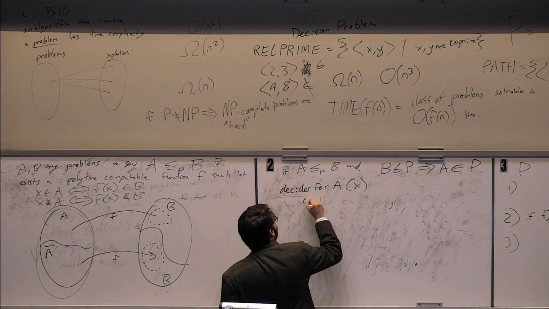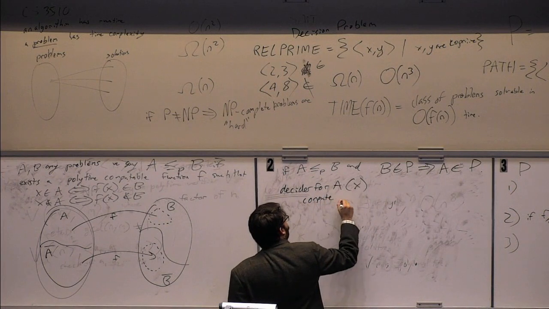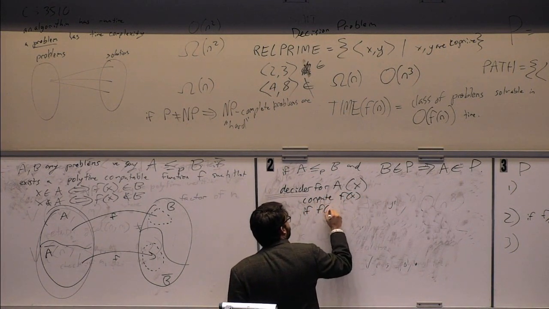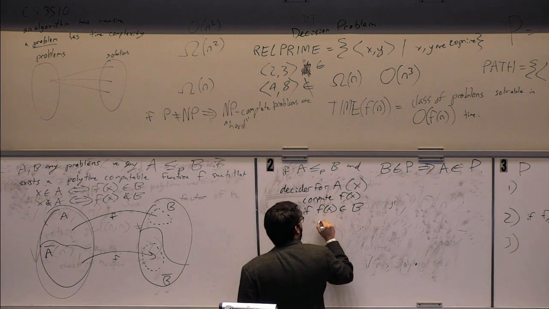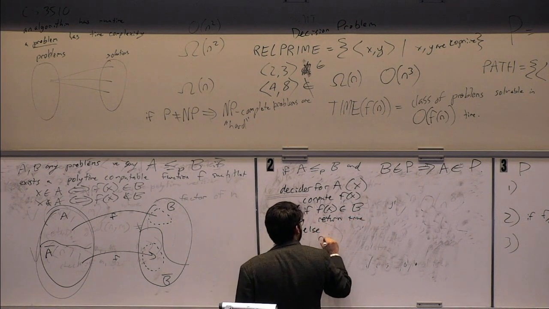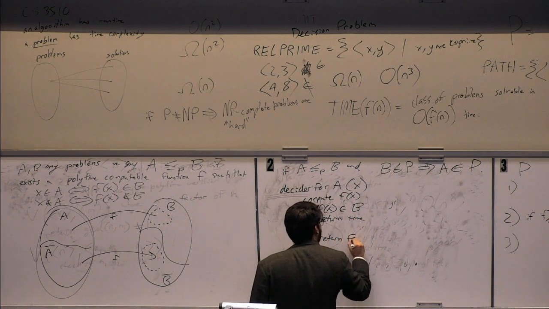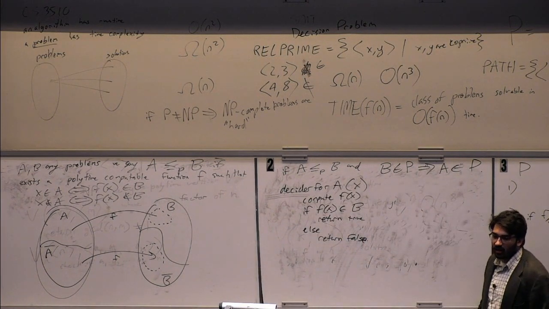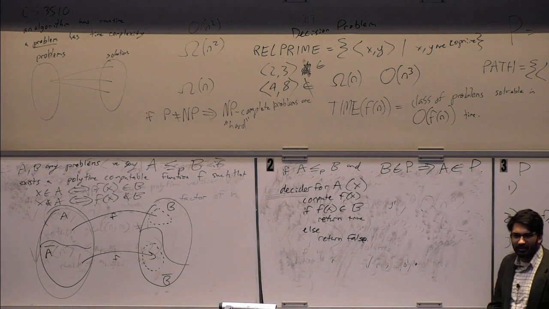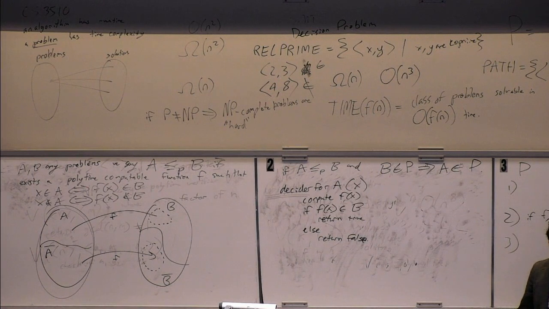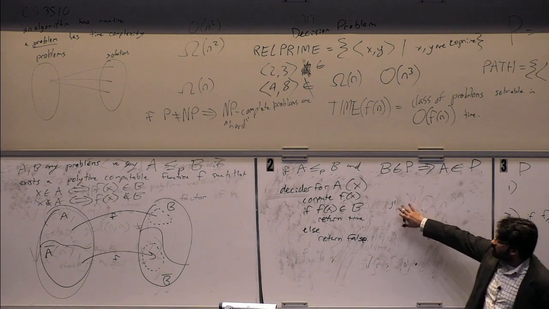It's going to simply compute f of x. If f of x is in B, return true. Else, return false. How does this decider work? And by decider, we mean it correctly decides everything that's supposed to be in A. It says yes on everything that's supposed to be in A, and it says no on everything that's not. Why does this run in polynomial time?